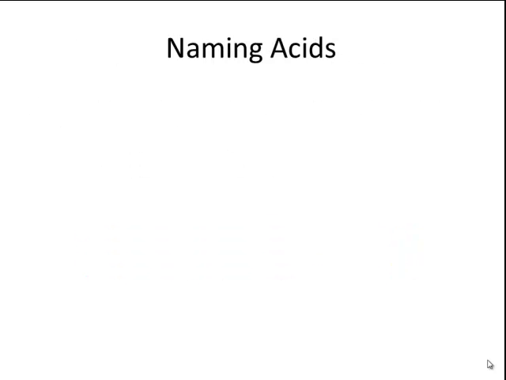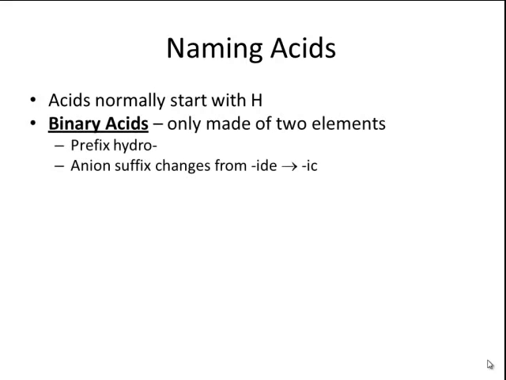Now what's tricky about molecular compounds is that acids and organic compounds have their own style of naming. We can tell that something is an acid because acids normally start with hydrogen. There are 2 different kinds of acids. One type is called a binary acid. Remember, binary means that it's only made up of 2 elements.